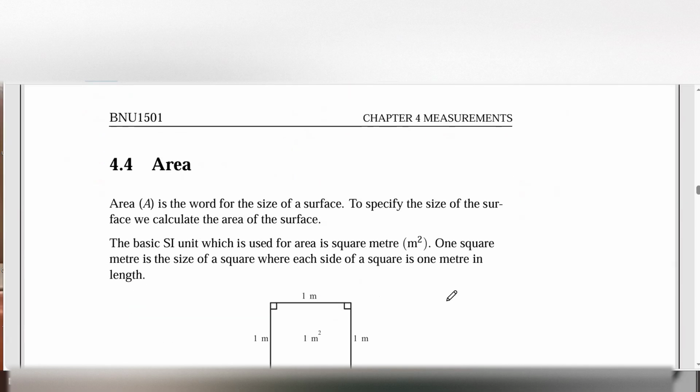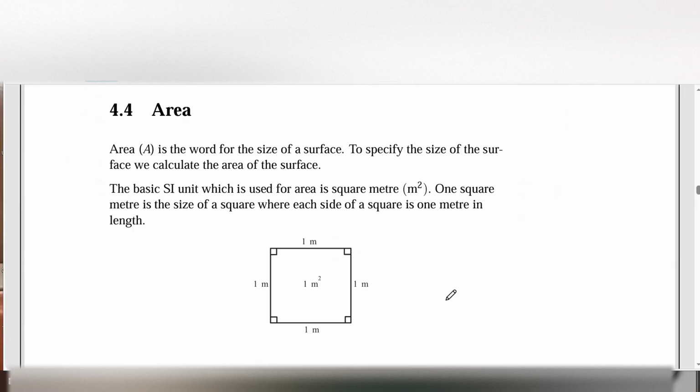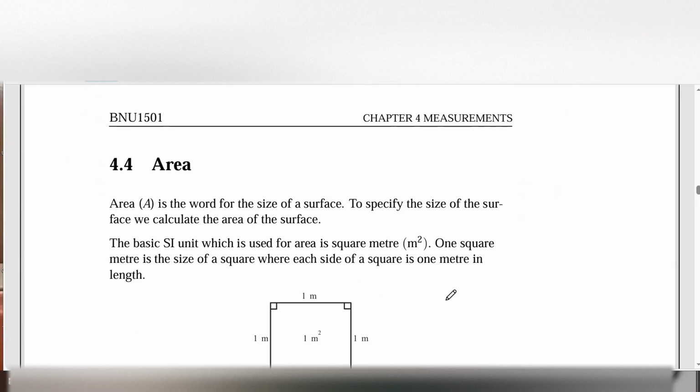All right, and then 4.4 is talking about the area. Now, perimeter is the distance around the shape. Area on the other side is just the amount of space that is covered by the shape. Okay, the size of a surface to specify, we calculate the area. So basic unit is the unit squared. The SI is meters squared. If we were calculating using centimeters, then it would be centimeters squared. If it was kilometers, then it is kilometers squared, and so on.